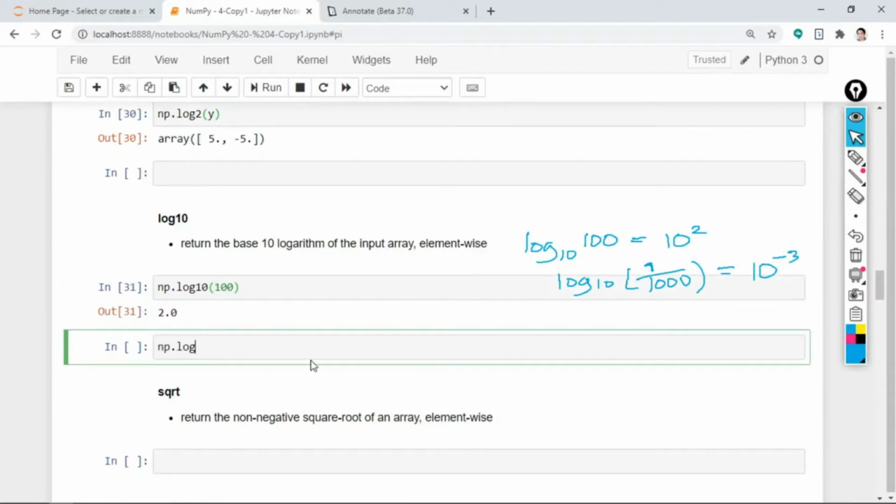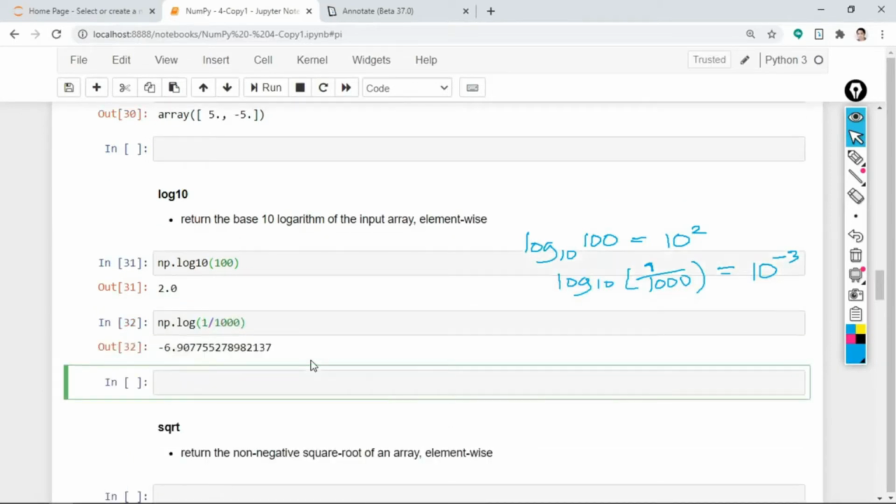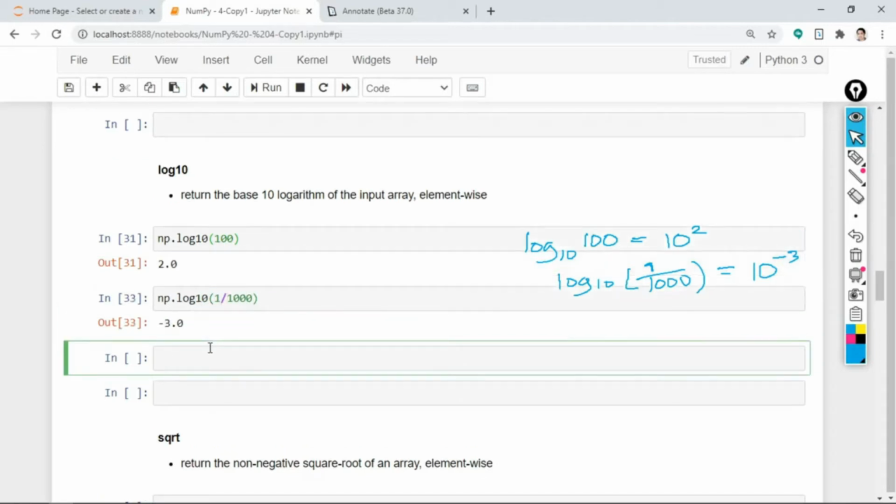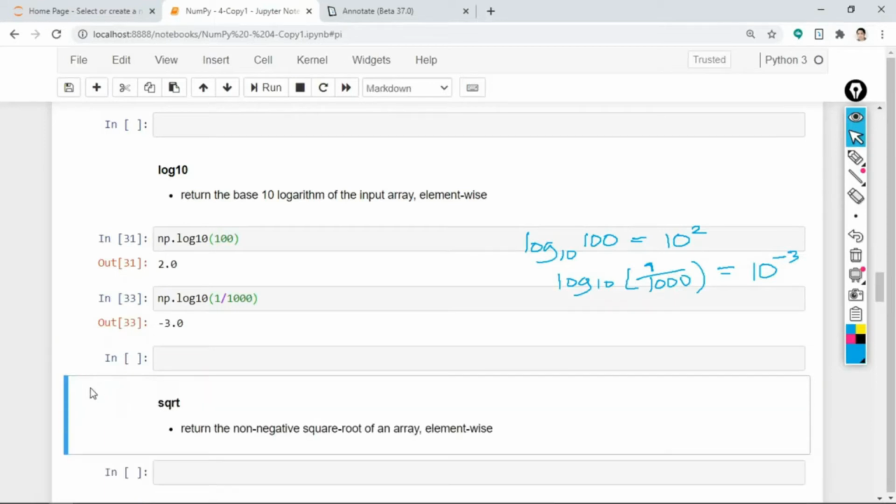So np.log of 1 over 1000. Okay, so I'm expecting... I'm sorry, this is a natural logarithm. So log10, I mean. So I'll enter. So that is negative 3. Okay, so please review your logarithms. It's just how you can express it in exponential form.